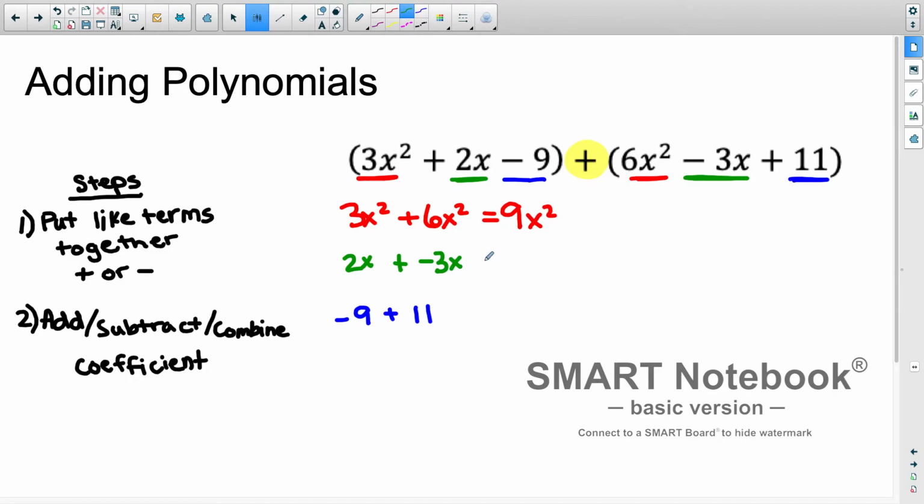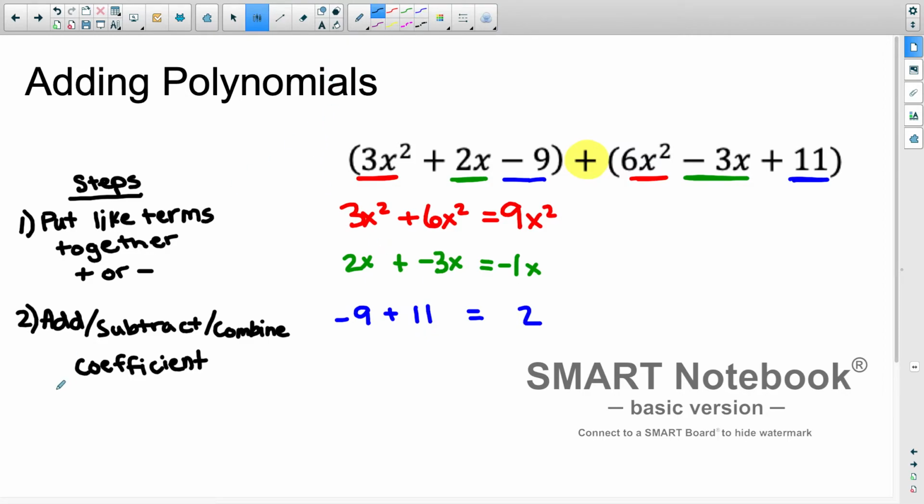So then for our green, we have 2x plus negative 3x. So we're doing 2 plus negative 3. And when we have a positive and a negative, we really subtract. So 3 minus 2 is 1. And then we have more negatives, so negative 1. And then we just keep the x. That variable doesn't change when we add or subtract. And then in our last one, we have negative 9 plus 11. So again, we have a positive and negative, so we're going to think subtract. 11 minus 9 is 2, and we have more positives.